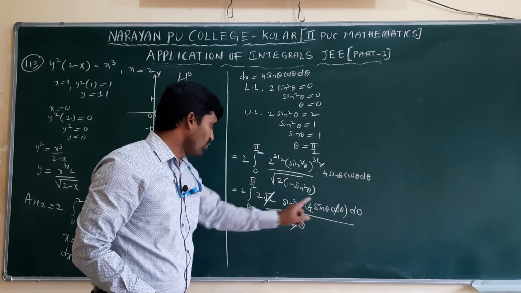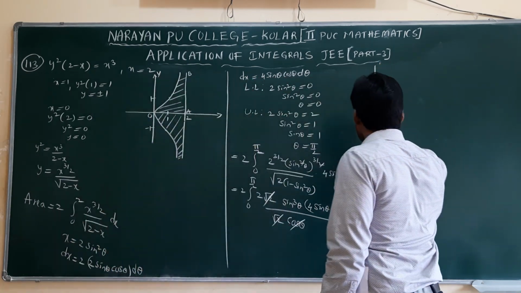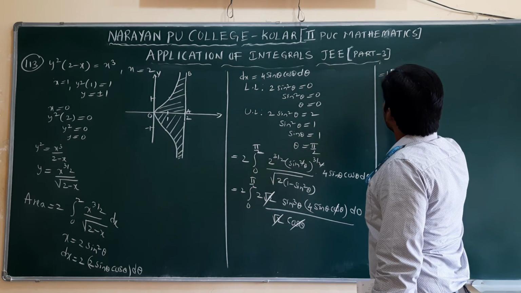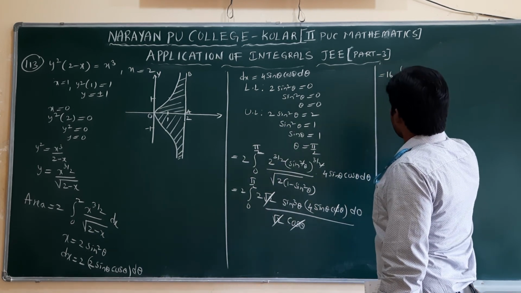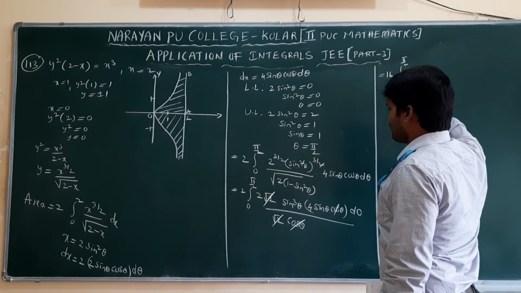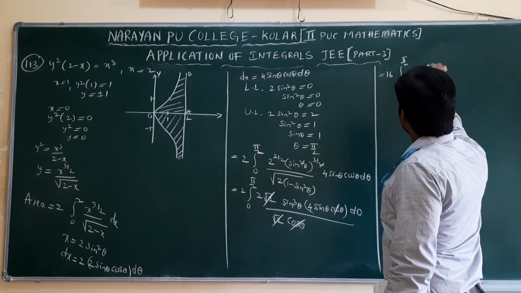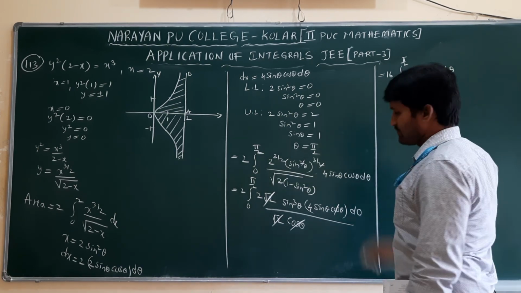Now 2 2s are 4, 4 4s are 16. That is 16 into integral 0 to pi by 2 sin power 4 theta d theta.